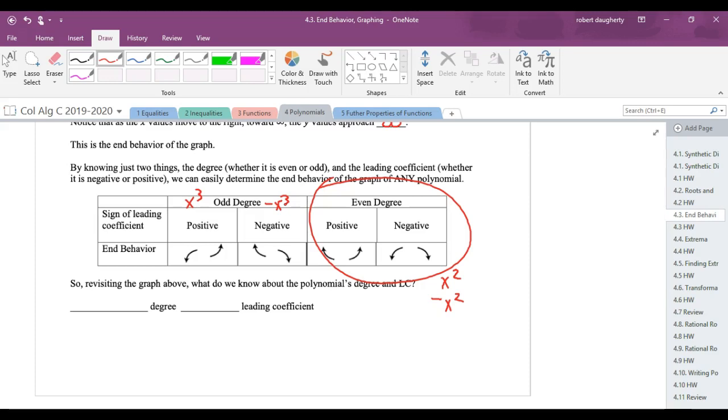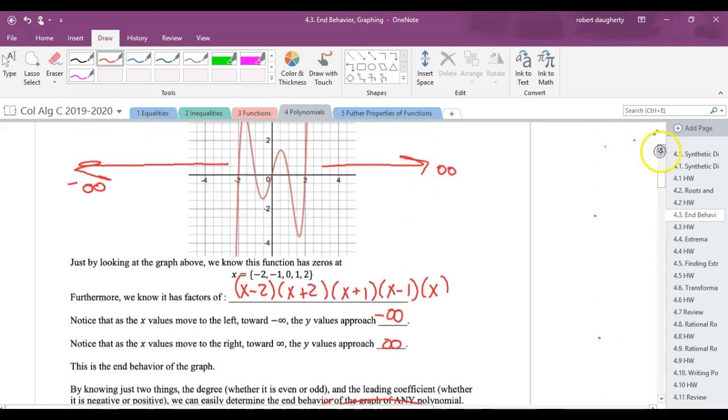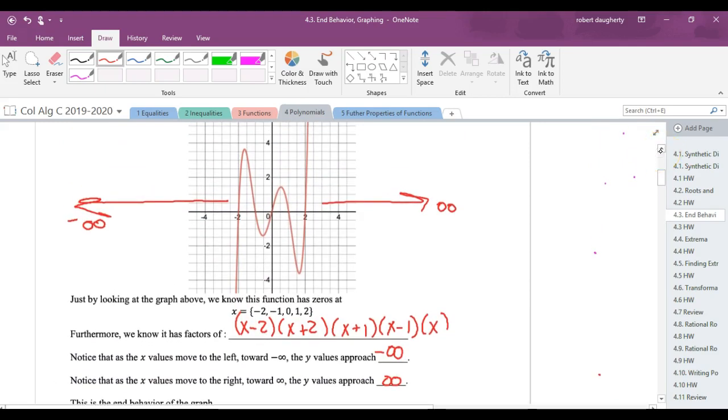let's look at the graph that we just did above. What do you think the degree of this polynomial is, even or odd? You can figure this one out just by looking at the graph. It's odd. Even if I didn't have all this stuff, this would have to be an odd degree polynomial because it goes up on one end and down on the other, okay? So I know it's odd.